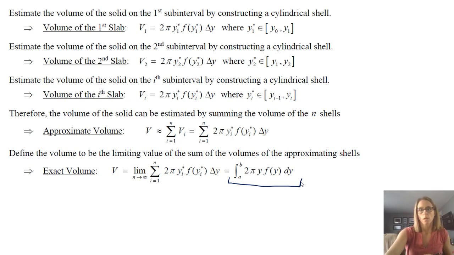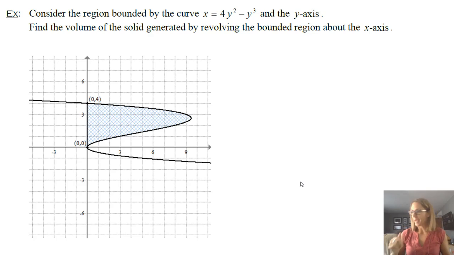Okay. Now, let's take a look at this example. So here we have this curve. Notice it's x equals 4y squared minus y cubed. So you have that, and the y-axis. Find the volume of the solid generated by revolving the bounded region about the x-axis. So the idea here is this is going to get revolved.